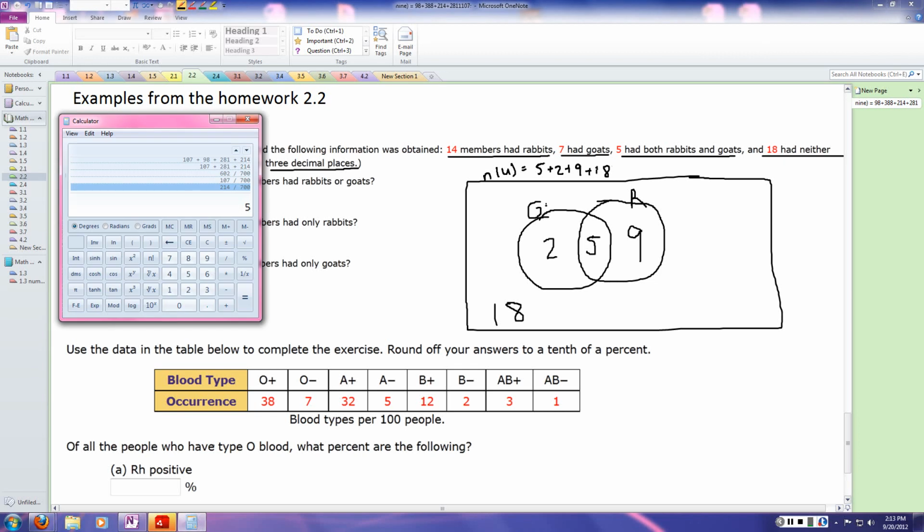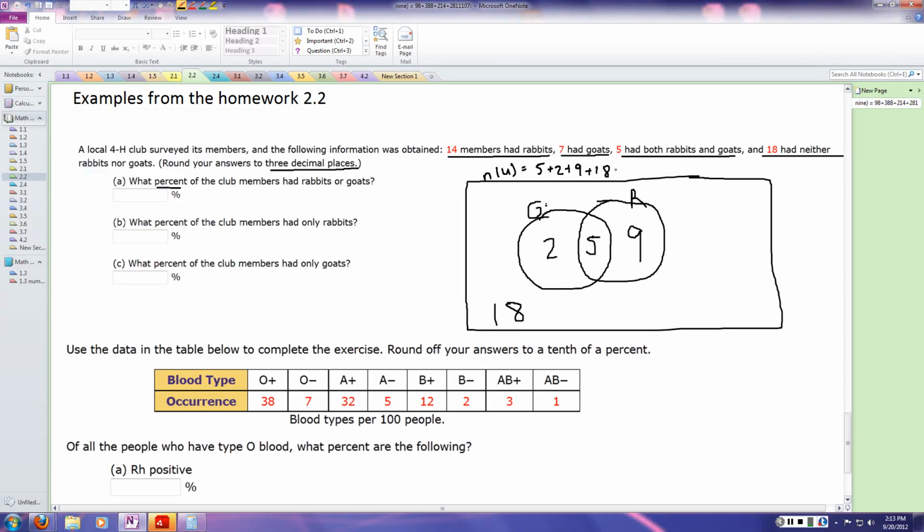So 5 plus 2 plus 9 plus 18, and that tells me 34. So I had 34 people surveyed. Now, what percentage of the members had rabbits or goats? Well, that would be 2 plus 5 plus 9 over 34.